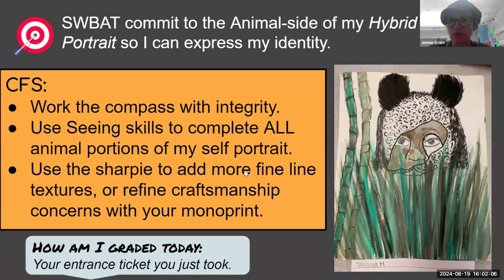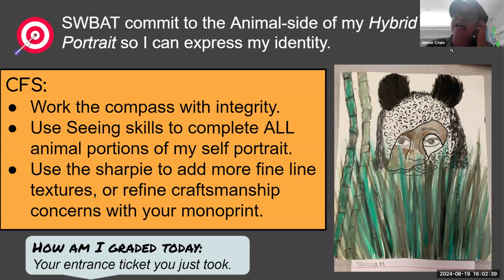Okay, let's talk about what's going on in the studio today. Beginning with the goal in mind. The end goal in mind is always important. Let me move my video out of the way. There we go. All right, so today's goal in the studio, scholars are going to be able to commit to both the animal side and the human side of that hybrid identity portrait so you can express your identity. This is like step 1 or 2 of 5 multimedia steps and processes.